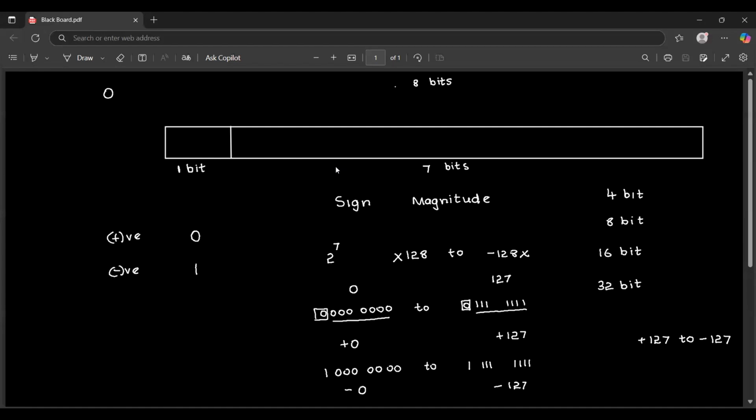Now we will do some practice questions. We will convert some decimal numbers to sign magnitude representation and sign magnitude represented numbers to decimal numbers, as we normally do. First of all, let's say we have to represent positive 35.